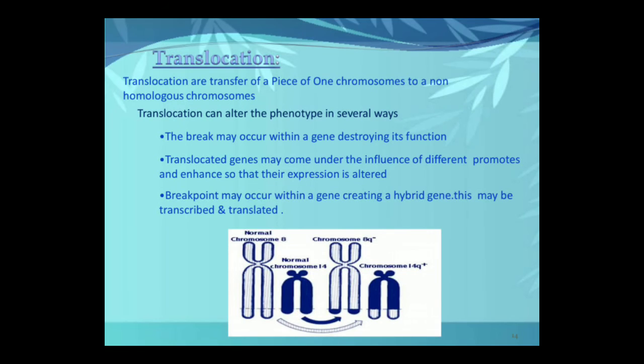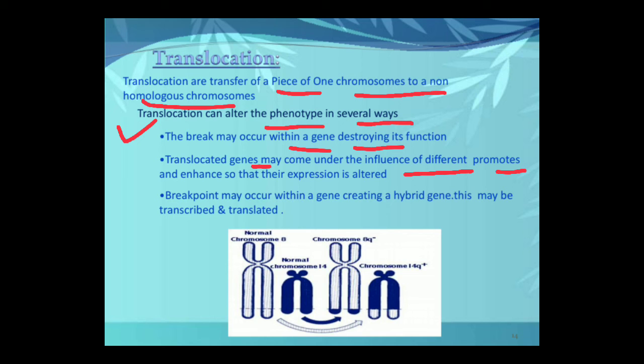Translocation is a transfer of a piece of one chromosome to a non-homologous chromosome. Translocation can alter the phenotype in several ways. The break may occur within a gene, destroying its function. Translocated genes may come under the influence of different promoters and enhancers so that their expression is altered. The breakpoint may occur within a gene, creating a hybrid gene. This may be transcribed and translated.